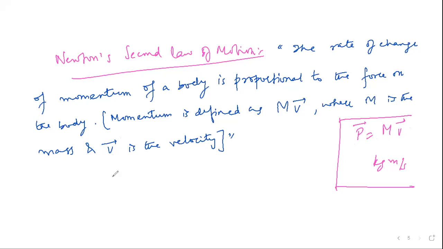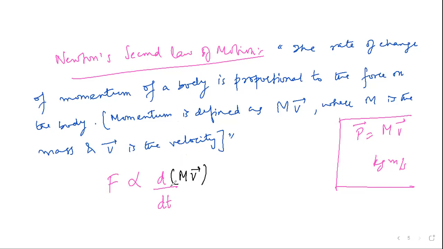That means F is directly proportional to the rate of change of momentum. How do we write the rate of change of momentum? We use the derivative d by dt of, I will use a different color, of what? mv. And mv is the momentum of the body. So F is the force on the body. So Newton's second law says it is proportional to the rate of change of momentum.